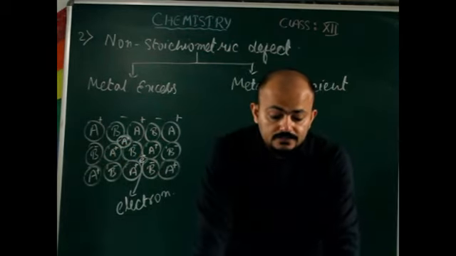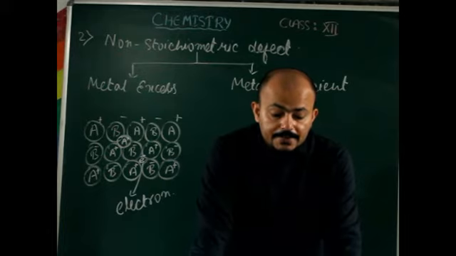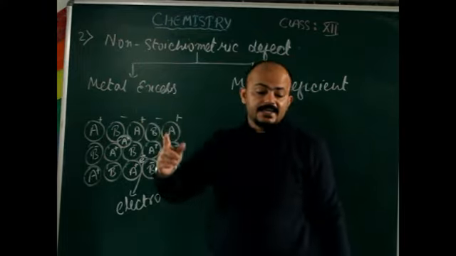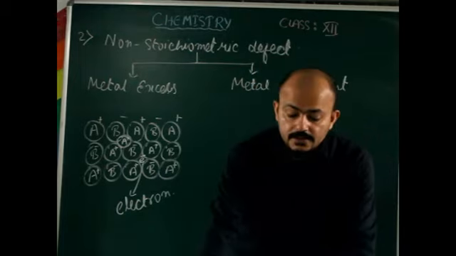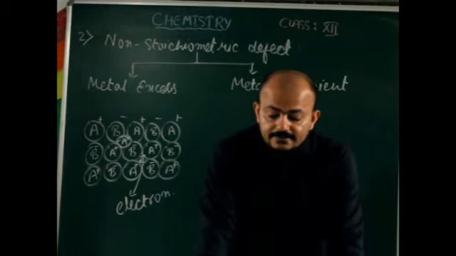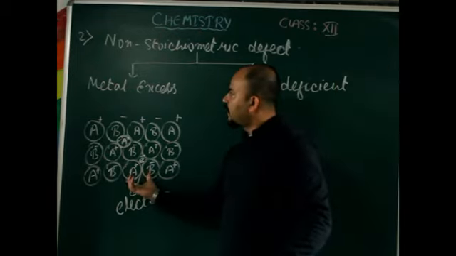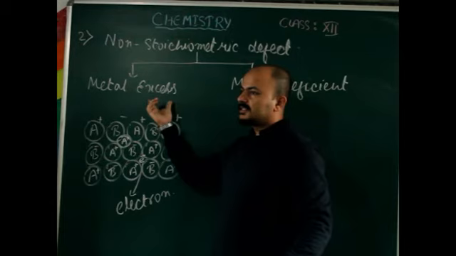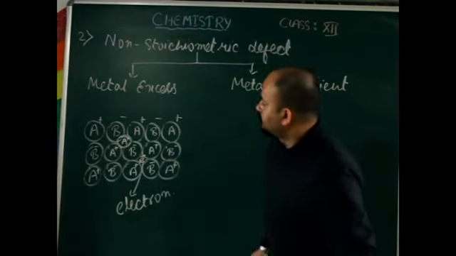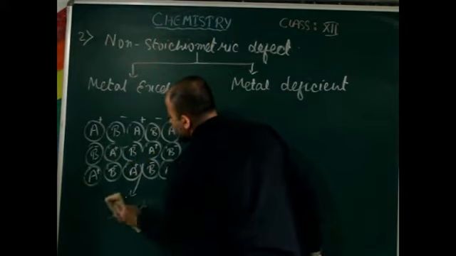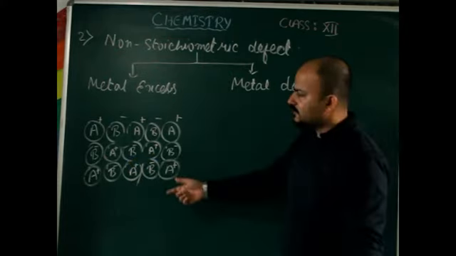Now here, metal excess defect can also be because of anion vacancies. Now what happens in anion vacancy? This is one of the ways how metal excess defect arises. The other way is, just listen to it very carefully. Now this is the other way, but this was the first one.